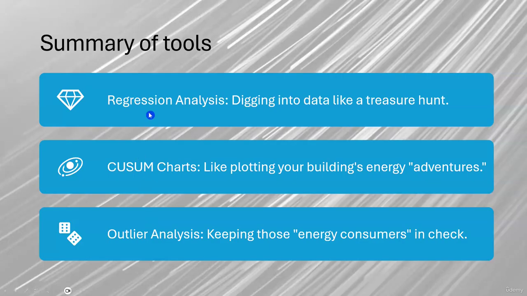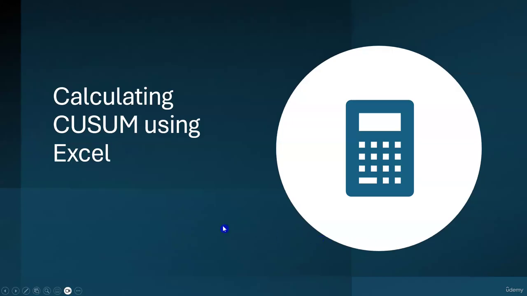Recap of tools we used: regression analysis, digging into data like a treasure hunt; CUSUM charts, like plotting your building's energy adventures; outlier analysis, keeping those energy consumers in check. Next, I'm going to demonstrate how to do CUSUM analysis using Excel.